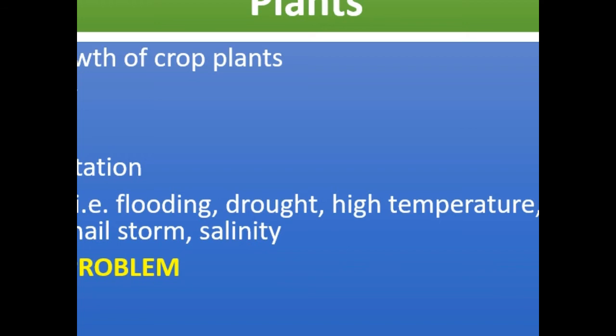If we see the diagnosis process, we can see the abnormal growth of the crop plants. The causal agents of abnormal growth of croplands are physical injury, insect attack, disease infestation, abiotic stress, that is flooding, drought, high temperature, low temperature, hailstorm, salinity, and nutritional problems, deficiency and toxicity.